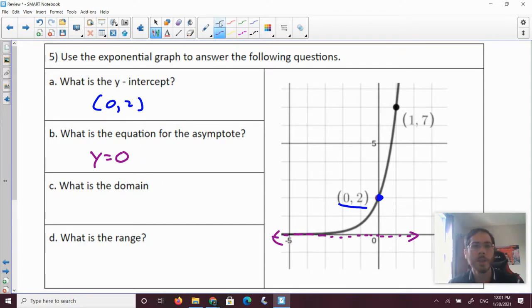What's the domain? Domain is always the same for all exponentials. The domain is negative infinity to infinity, all the way to the left, and then all the way to the right. So this one will keep going off to the up and to the right. This one will keep going all the way to the left.